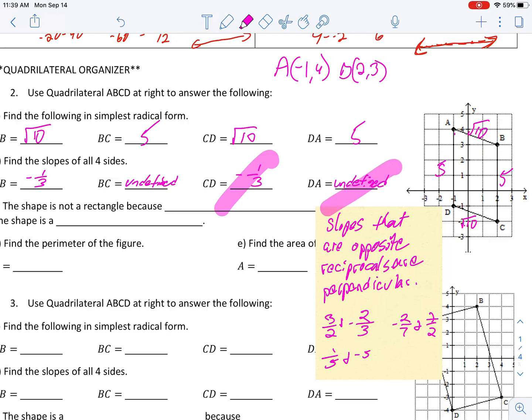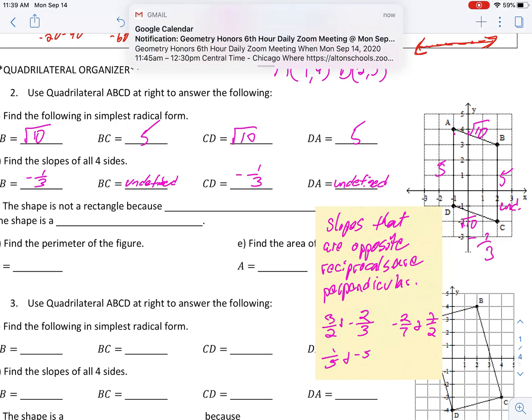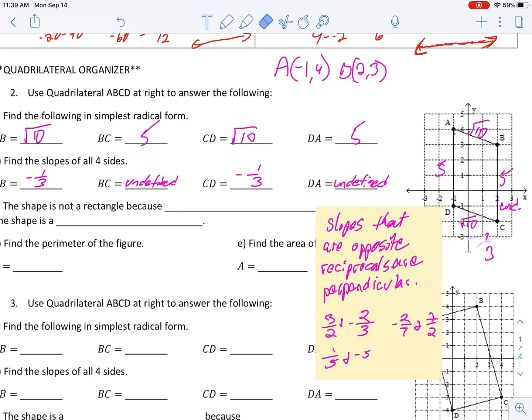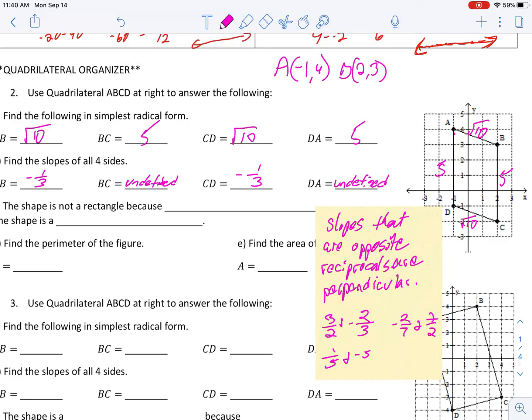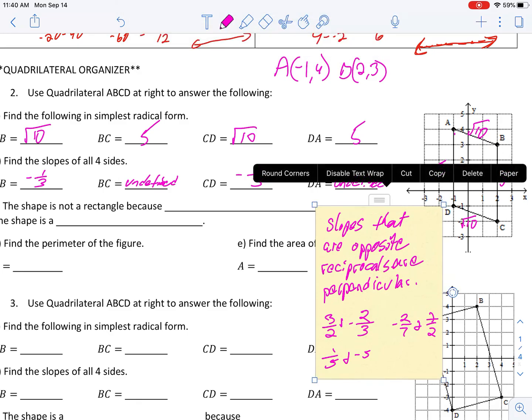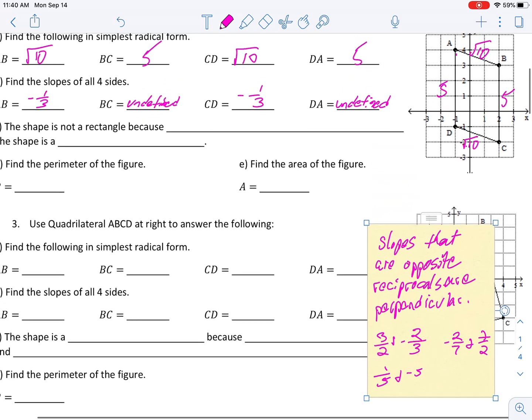Because we have -1/3 and undefined as adjacents to one another, so what I mean by that is this was -1/3 and this was, say, undefined. Those are not opposite reciprocals of one another, okay? It's not -1/3 and +3. What that tells me then is those are not right angles. They're intersecting, just not at a right angle.